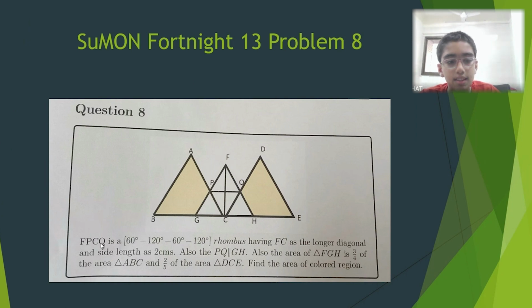FPCQ is a 60, 120, 60, 120 degree rhombus having FC as the longer diagonal and a side length of 2 centimeters. It is also given that PQ is parallel to GH. It is also given that triangle FGH is 3/4 of the area of triangle ABC and it is 2/5 of the area of triangle DCE. We have to find the area of the colored region.